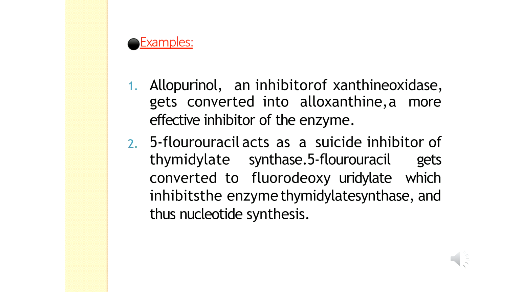Next is the examples of suicide inhibition. So the first one is allopurinol. Allopurinol is an inhibitor of xanthine oxidase, which gets converted into alloxanthine, a more effective inhibitor of the enzyme. Second example is 5-fluorouracil, which acts as a suicide inhibitor of thymidylate synthase.